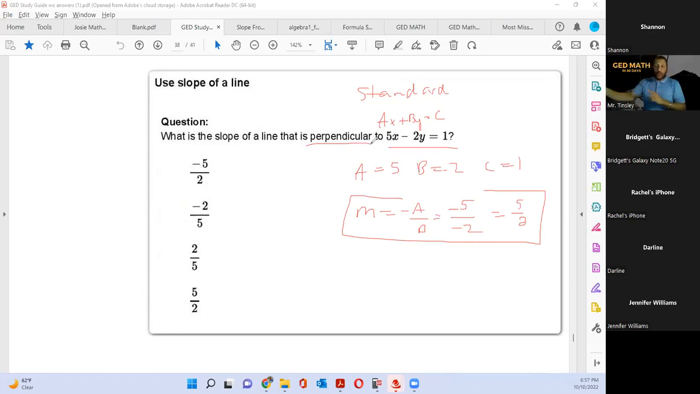So again, this is where people make the mistakes. They try to remember what they're doing. Slope 5/2. They go pick 5/2. That's wrong. Because they want to find the slope of the perpendicular. So you have to find the slope of this line first, then change the sign and flip it. So this is positive, becomes negative. 5 over 2 becomes 2 over 5. -2/5.